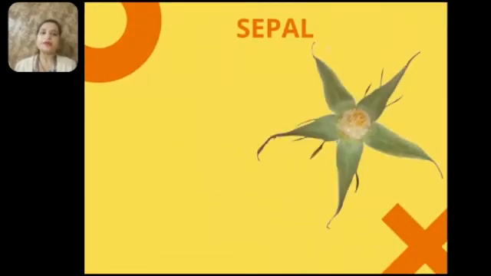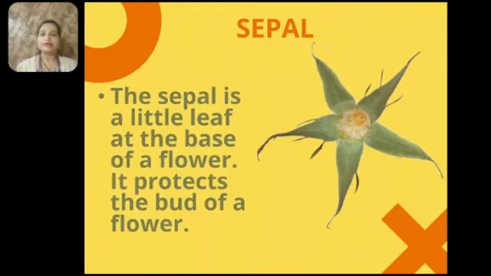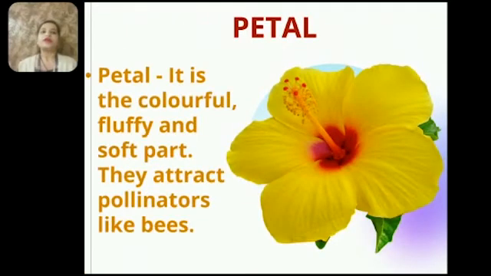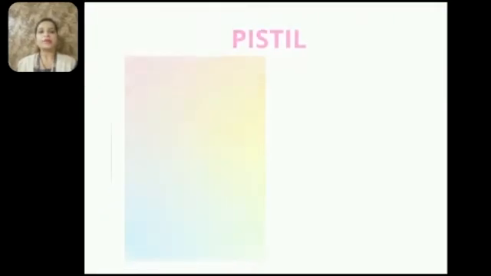Sepal. Sepal is a little leaf at the base of a flower. It protects the bud of a flower. Petal. It is the colorful, fluffy and soft part. They attract pollinators like bees.